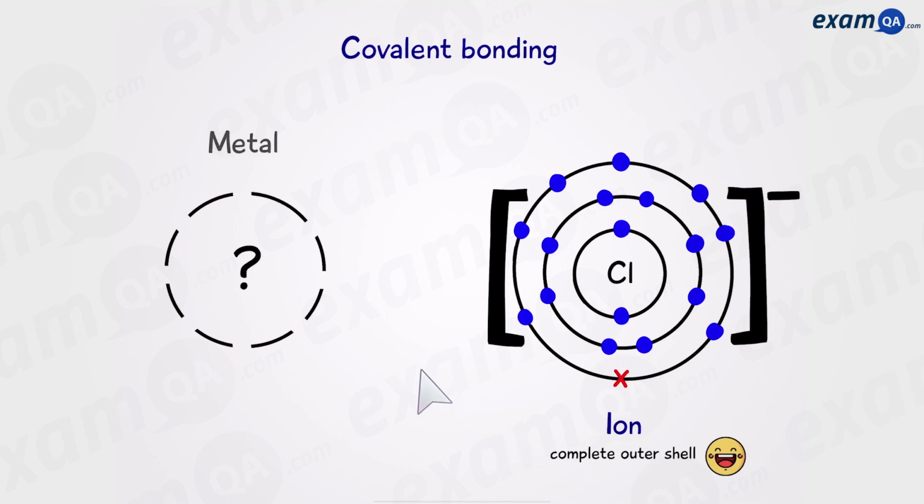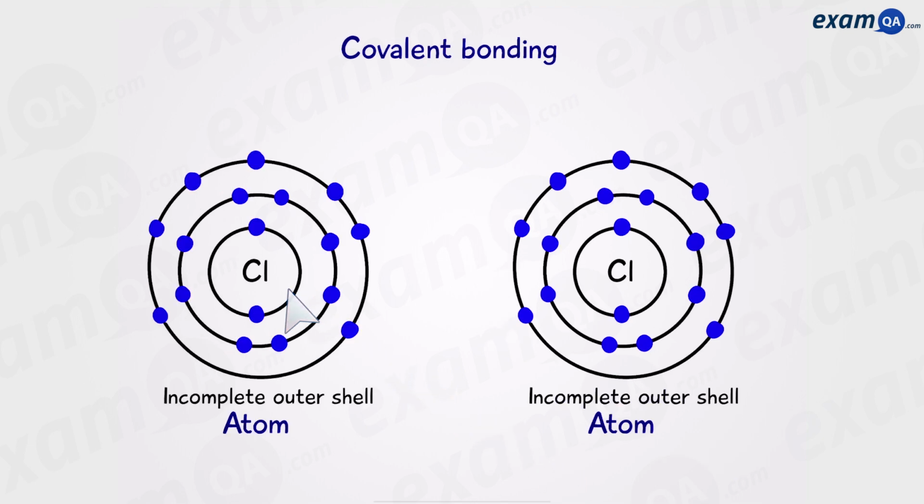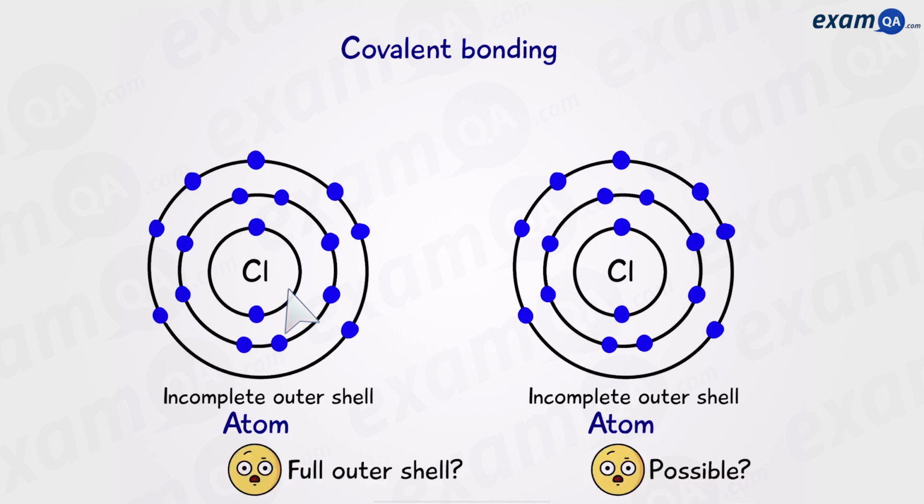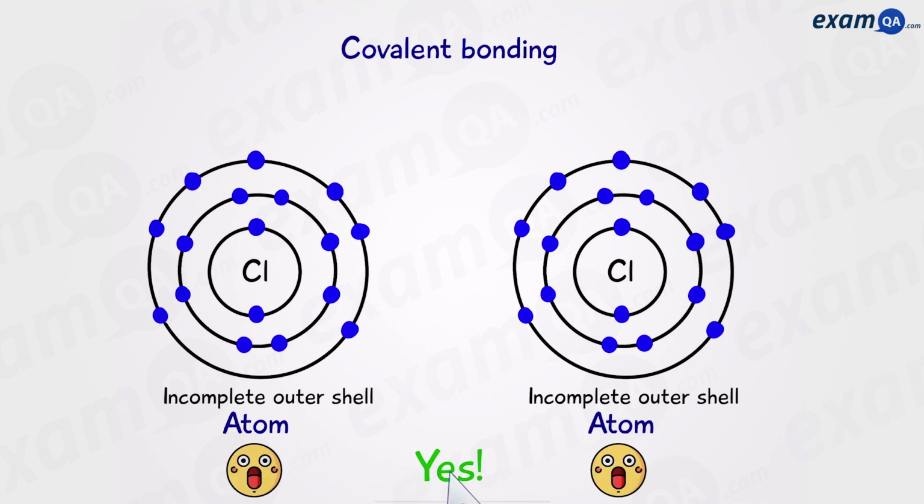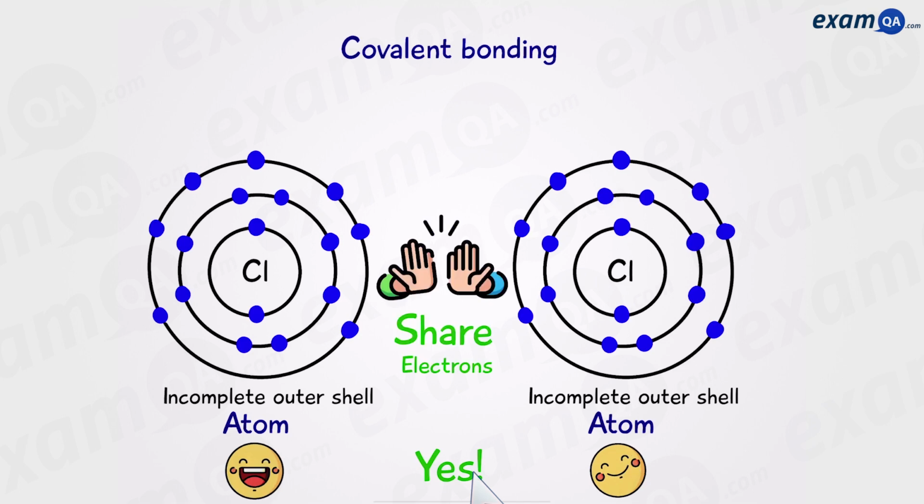However, what if we don't have a metal? What if we have two non-metal chlorine atoms? Would it still be possible to have a full outer shell? The answer is yes, and it's to do with sharing electrons.